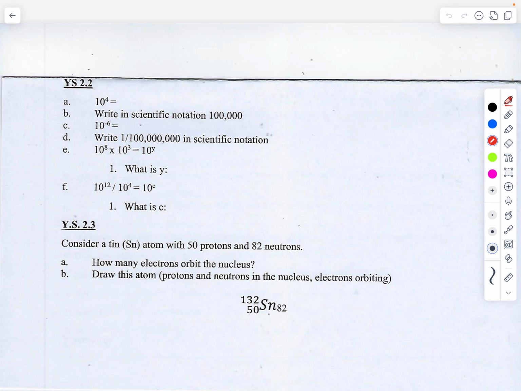There is a video on Blackboard. It should be underneath Video. It's called Power of 10. You can watch that video. It'll give you a little concept of how this notation works.